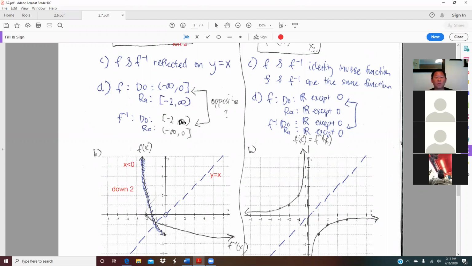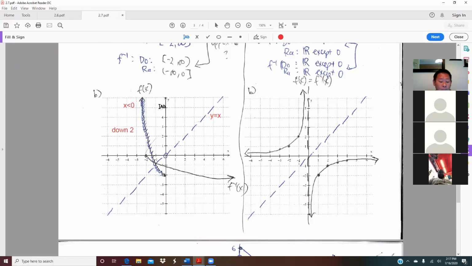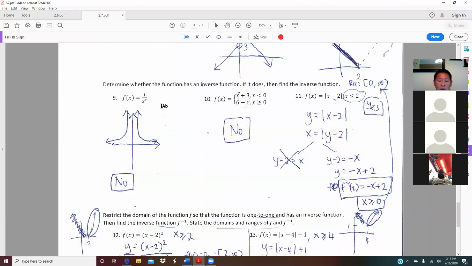That's the reason I told you that even if you don't have a graph, you can still figure this out by flip-flopping. Okay, I will do one example later on.